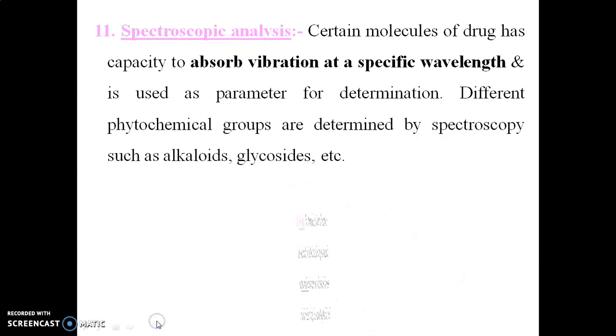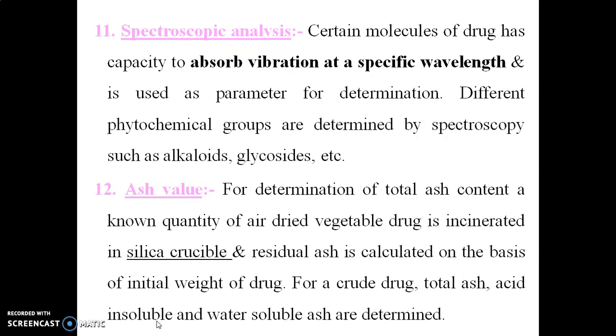Then the 11th method is spectroscopic analysis, in which certain molecules of a drug have the capacity to absorb vibration at a specific wavelength, which is used as a parameter for determination. Different phytochemical groups are determined by spectroscopy, such as alkaloids and glycosides, etc.